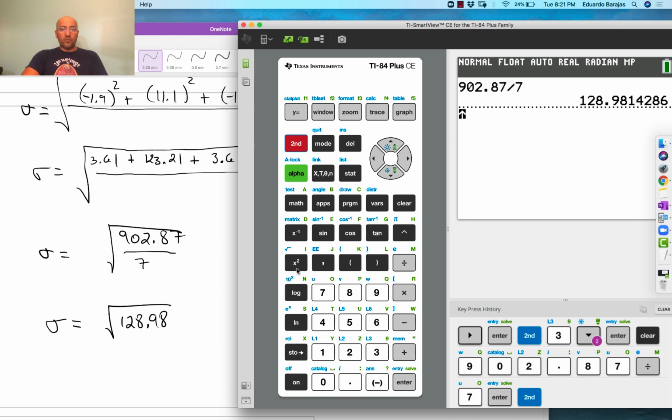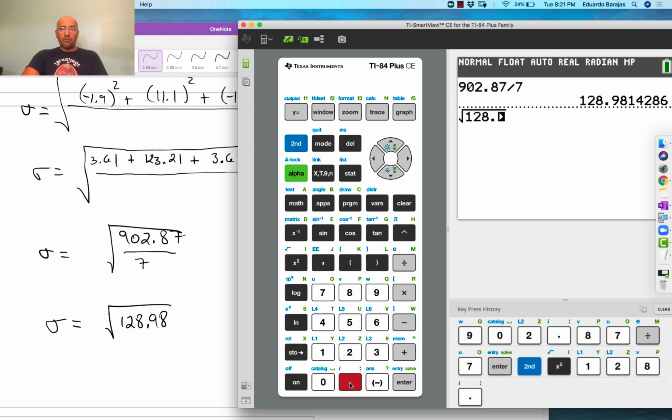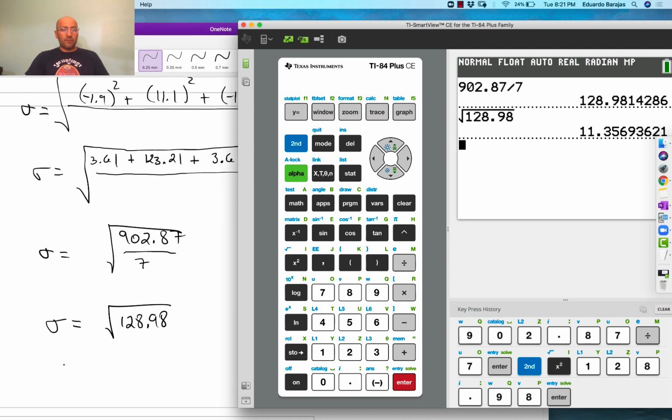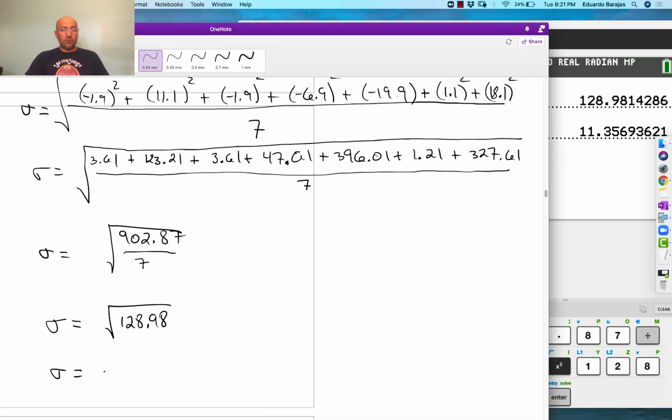And so we take the square root of 128.98, and we get 11.3569. Sigma equals 11.3569. Okay, so the standard deviation of this population of numbers is 11.3569.